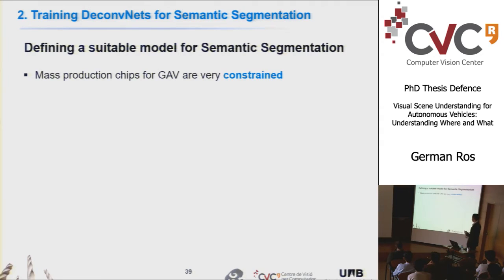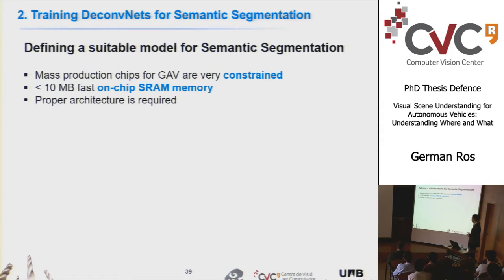Then we also need to define a suitable model for semantic segmentation, because we need to remember that we are focusing on ground autonomous vehicles, and that means embedded devices. Those are very memory constrained. Usually when we use chips for implementing this method, they have less than 10 megabytes of memory. So we need to get along with that memory, and therefore a proper architecture is required.